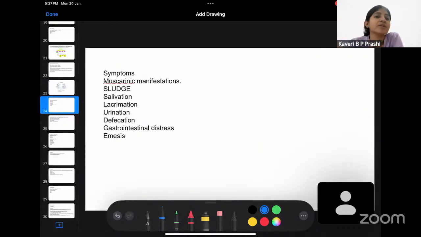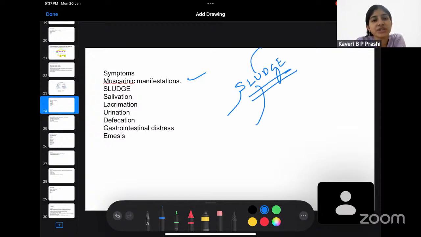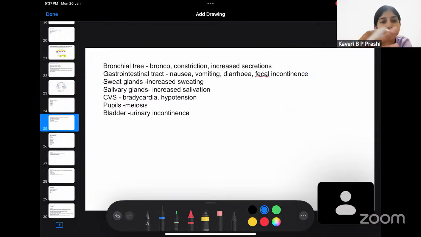Now coming to the symptoms, as I told you, muscarinic manifestations are there. That is given by the mnemonic SLUDGE. What are those? Salivation, lacrimation, urination, defecation, gastrointestinal distress, and emesis. If you know this much, enough. If you want to explain a little more, you can write lacrimation, excess secretion of tears, all that you can add, but this is the base that you have to know.